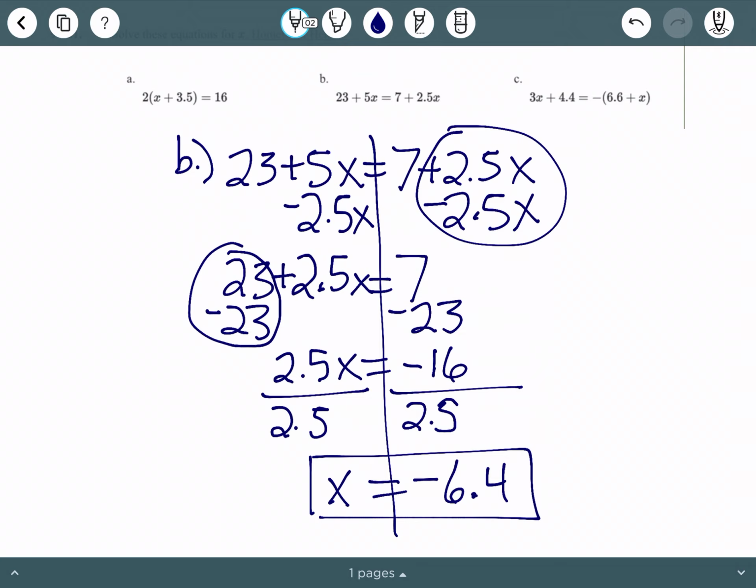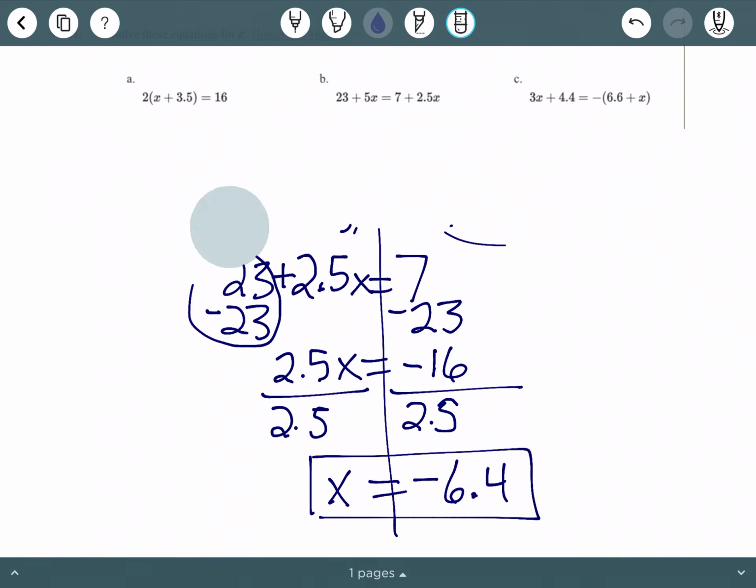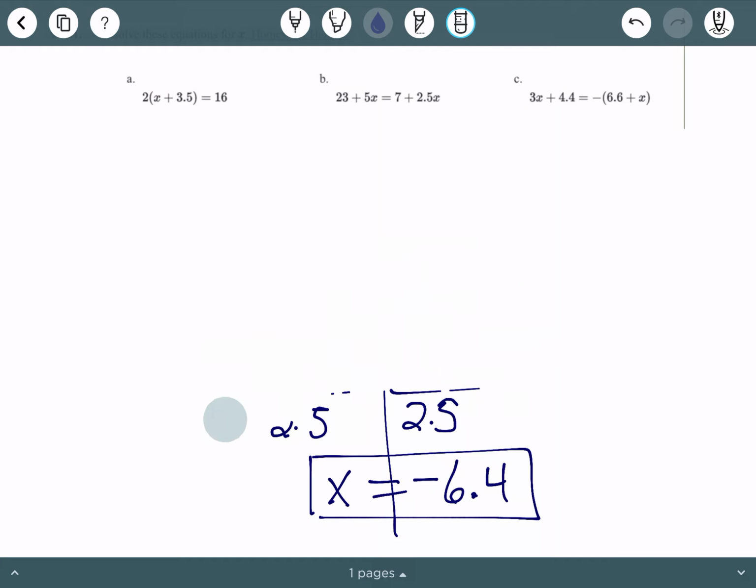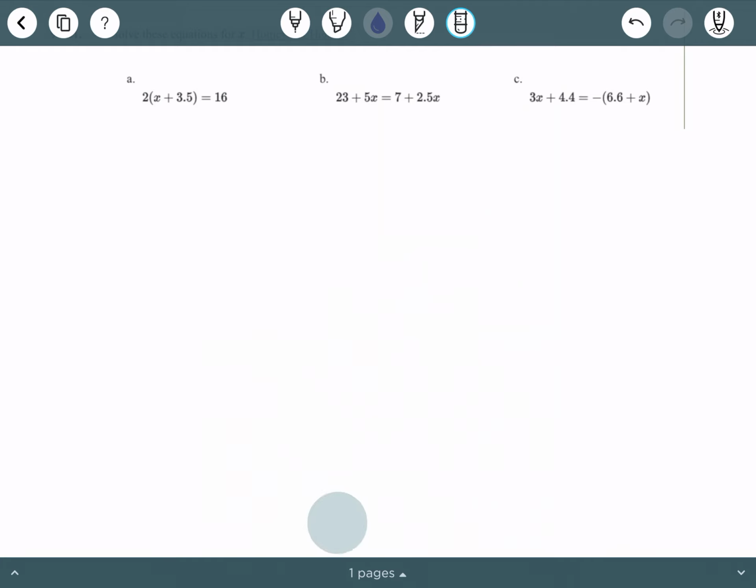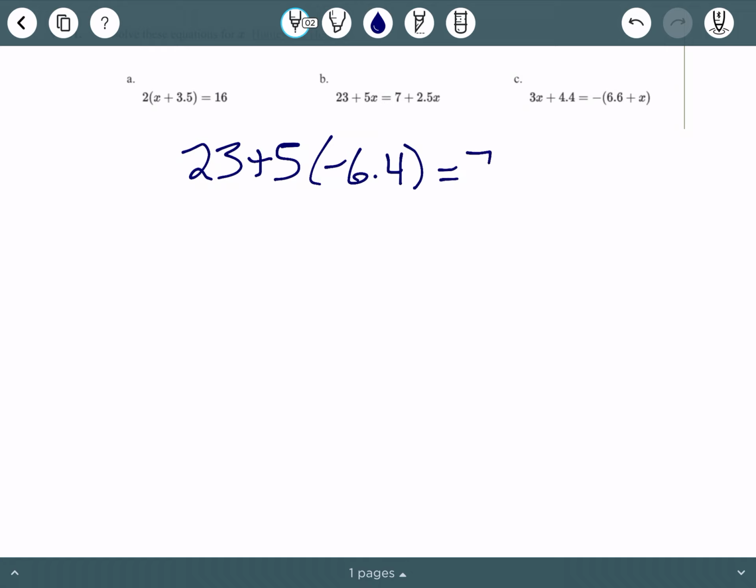So I am going to erase this and I'll show you the check for this one. Again, you don't need it, but I really feel like it's been a long time since we've done it, so I do want you to see it just so you remember how to do that. So we would have 23 plus 5 times x, and we had a negative 6.4. We're putting that in parentheses. And then 7 plus 2.5x, again, putting in our solution in parentheses. Remember, folks, those parentheses matter.